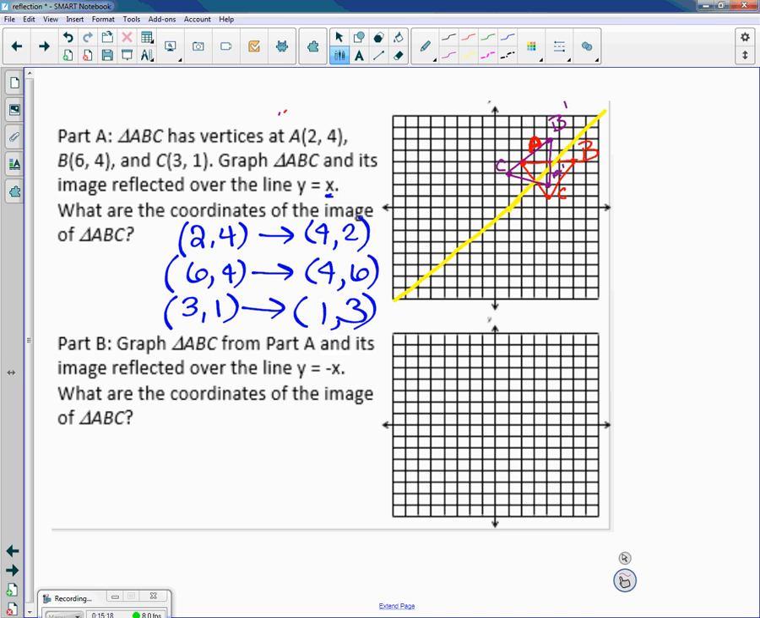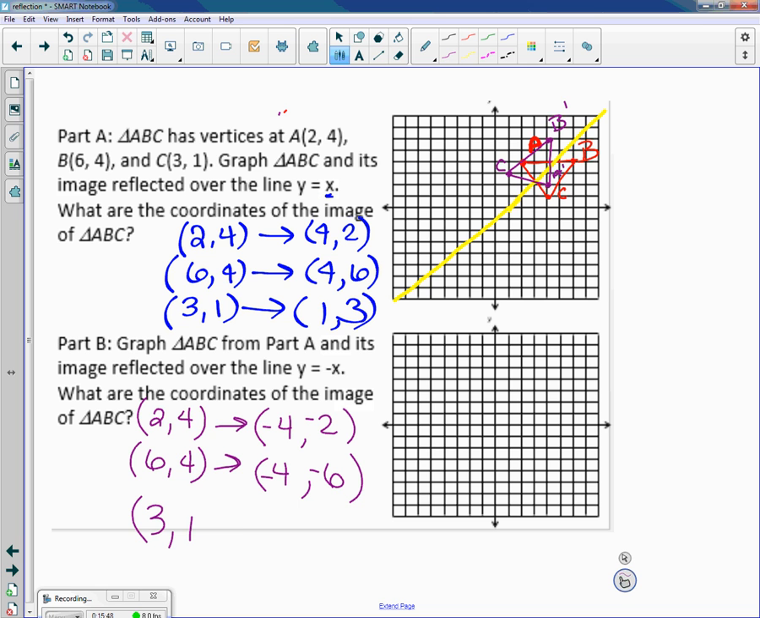So it's easier if you follow the chart instead of trying to graph it. So if I do y equals negative x, remember, they switch, and they change sign. Again, 6, 4. They're going to switch, and they're going to change sign. And 3, 1, they're going to switch and change sign. Because instead of you graphing it that way, you are reflecting it over this line. Okay?